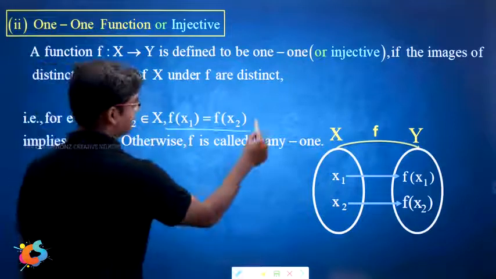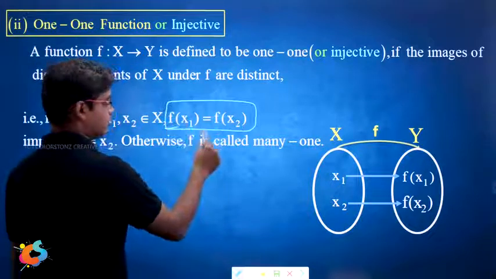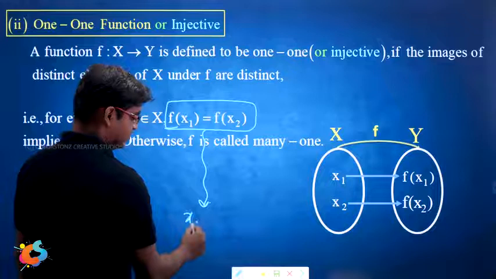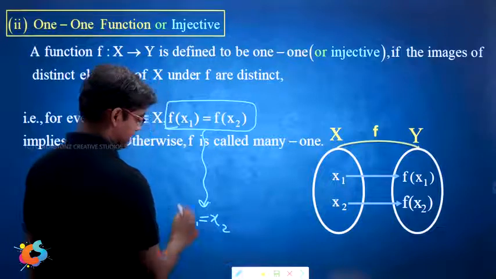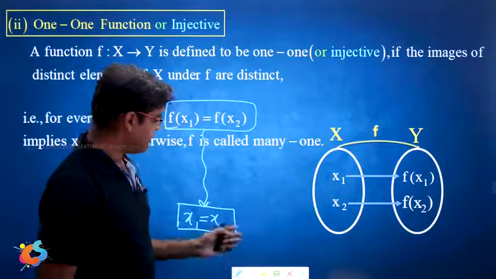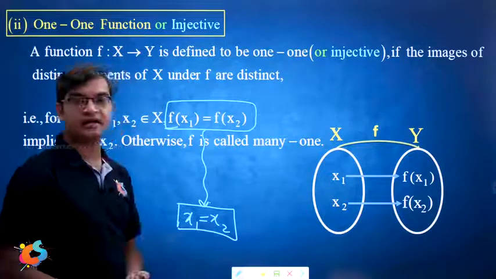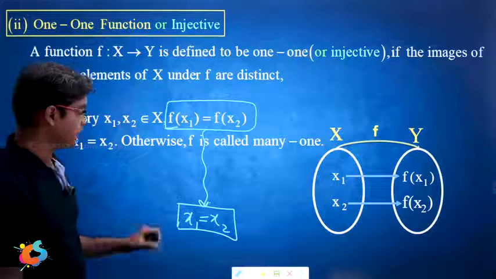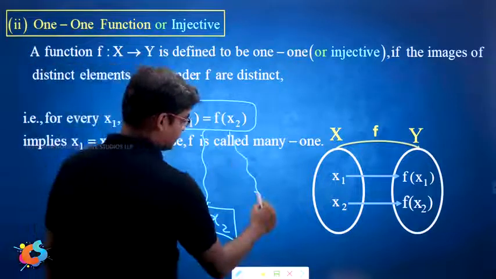You start like this: f of x1 is equal to f of x2, and proceed further. If you get x1 is equal to x2 as the only solution, then f is one-one. If you are getting something else other than this, then it will be many-one.